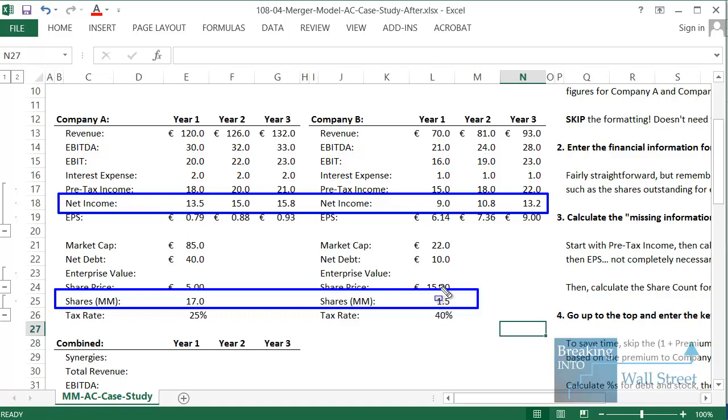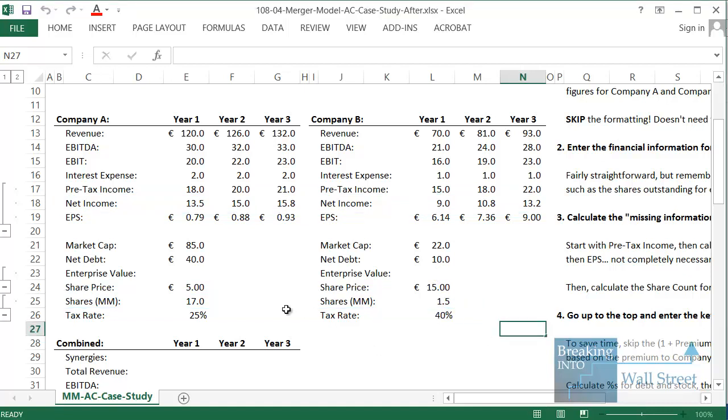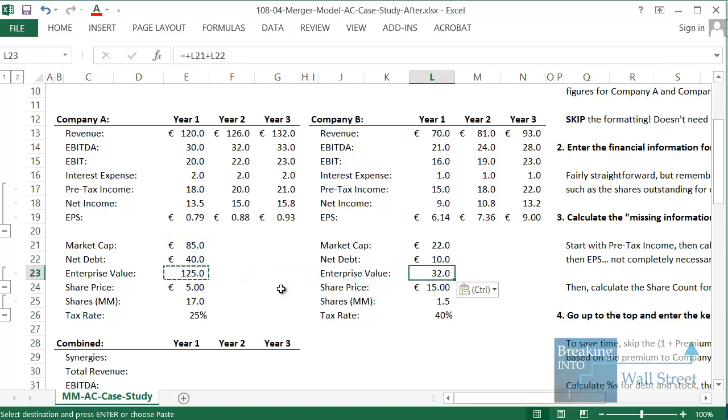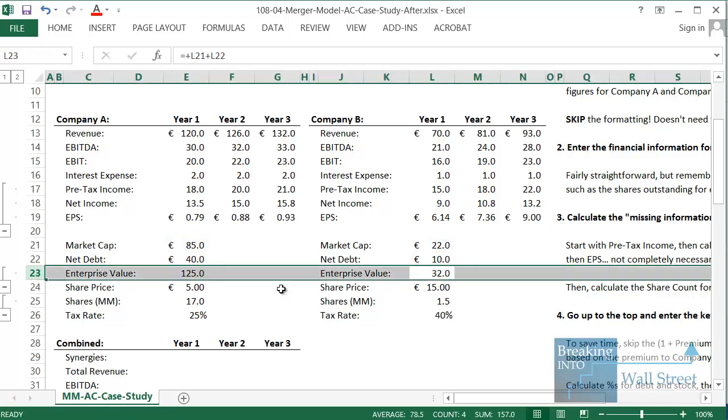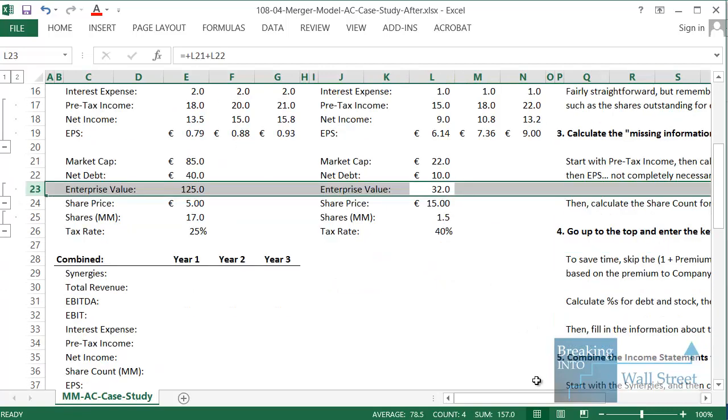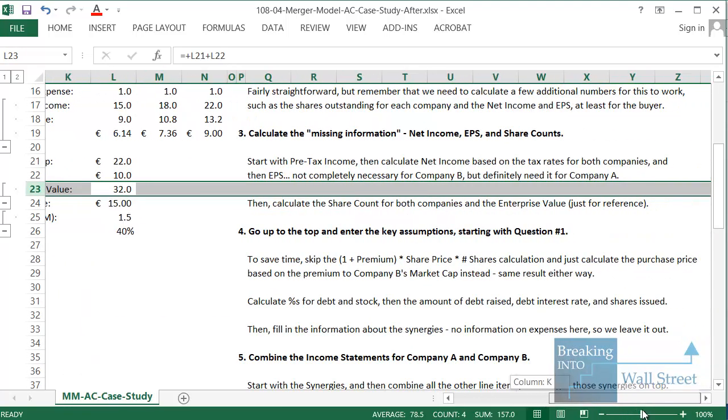higher as a result. We can also go in and calculate the enterprise value for both companies. We don't really need it for this case study, but let's just take the market cap, the equity value, and then add net debt, and then do the same thing for company B. So we have that in place. Again, not necessary, but we just like to have that on hand just in case it comes up later on. So we've calculated this missing information.